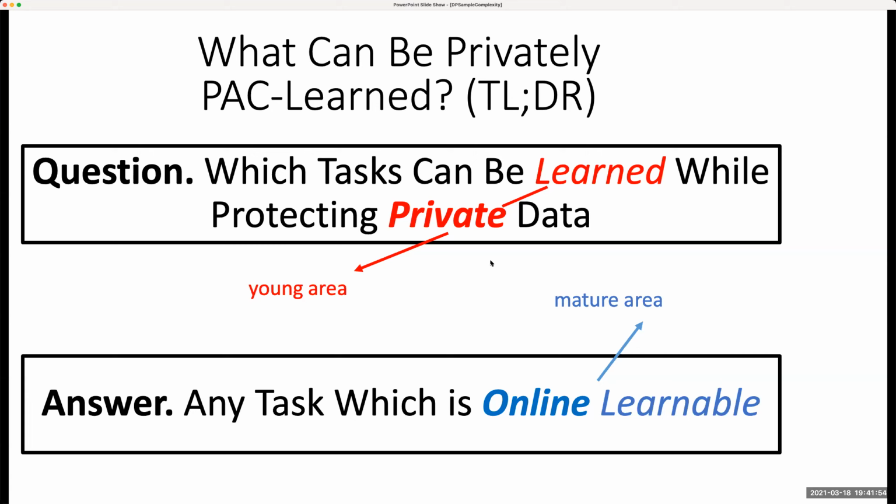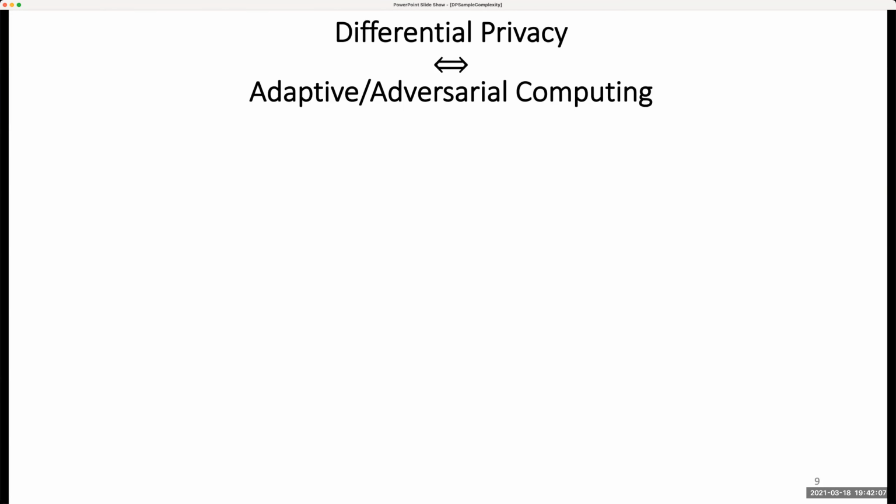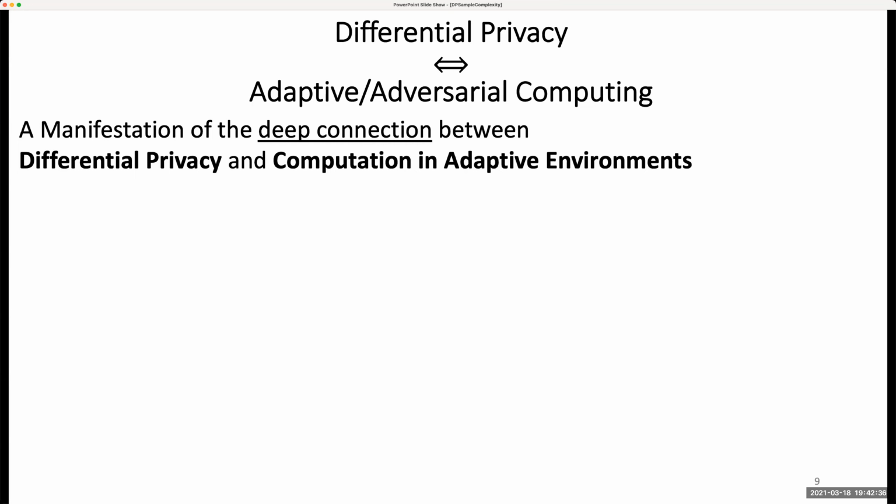This connection, although this equivalence may appear surprising when you first see it, it actually builds on very, very strong and deep connections between differential privacy and, in general, computing and adaptive and adversarial setting. So in a sense, this result is just a formal, qualitative, abstract manifestation of many connections that were used and revealed before us between differential privacy and adaptive computation.